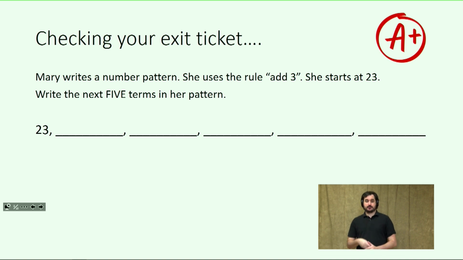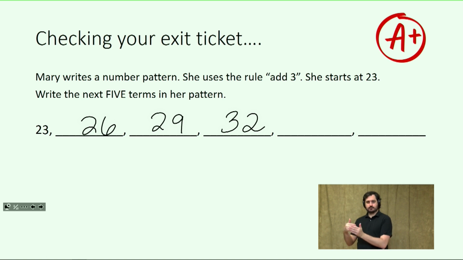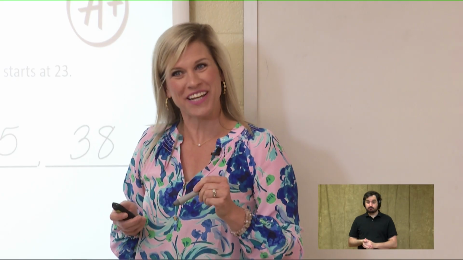If the rule is add 3, what was the next number that you wrote past 23? You should have written 26. After 26, yep, 29. After 29, yep, 32. After 32, 35. And then after 35, 38. Going up 3 each time. That was our rule, adding 3. How'd you do? Do pretty good?